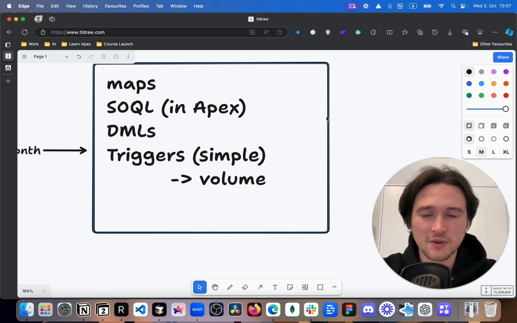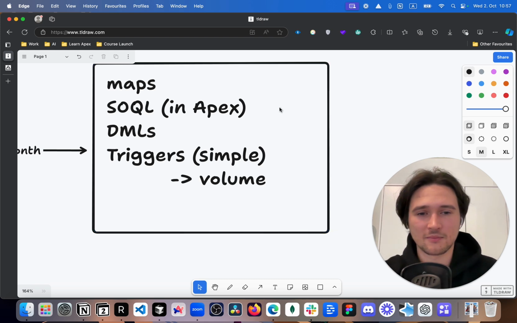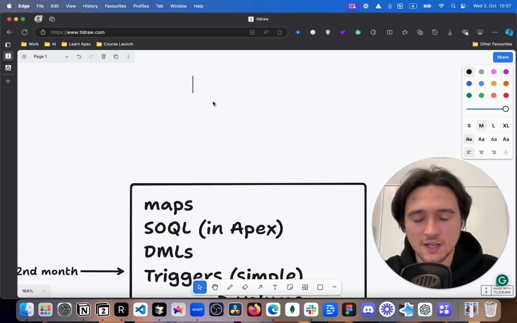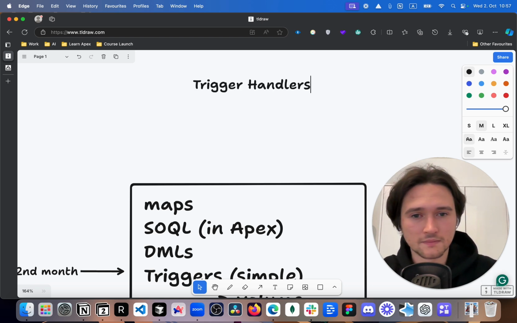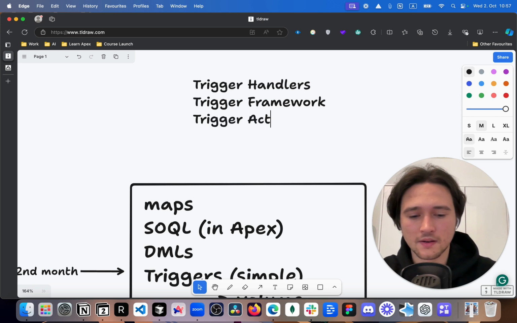So in the real world, you have those three things, and you need to learn or understand those three things, right? So I'm going to write them here so that you can see: trigger handlers, trigger framework, and trigger action framework.